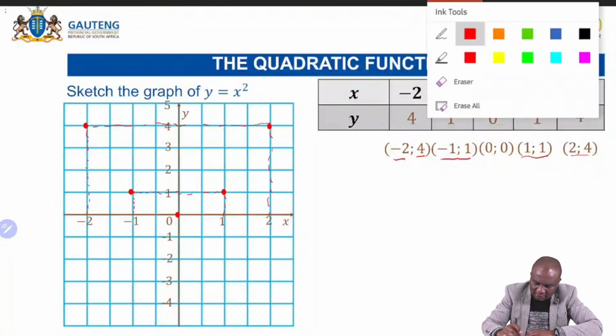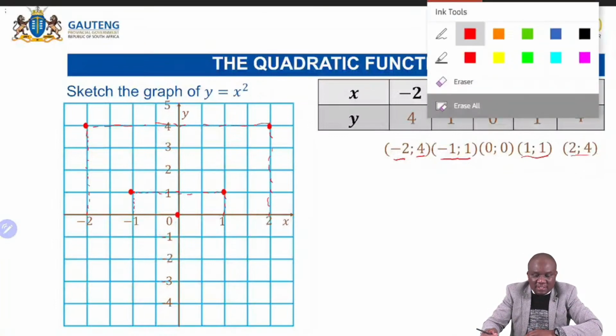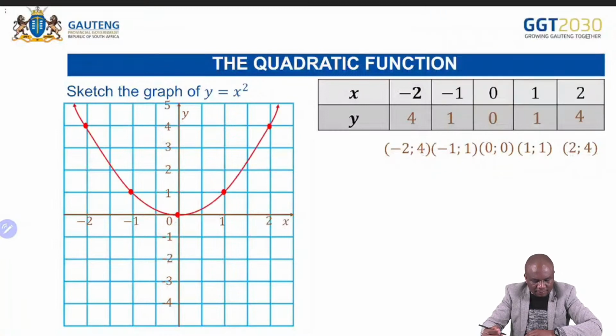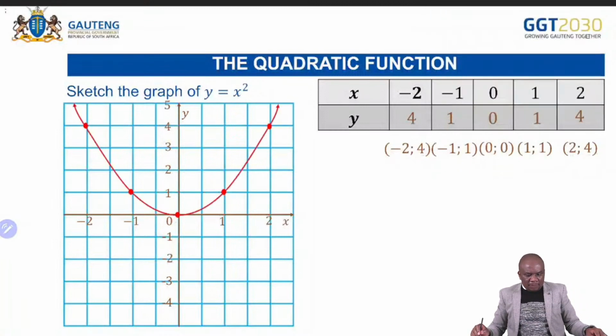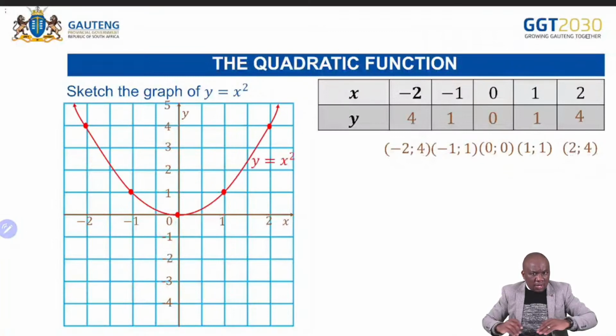Now we can sketch our graph. Let's sketch our graph. That's the parabola, which is symmetrical about the y-axis. That's y is equal to x squared. Okay, I'll give you 1 minute to correct if you need to correct, and then after 1 minute we'll continue.